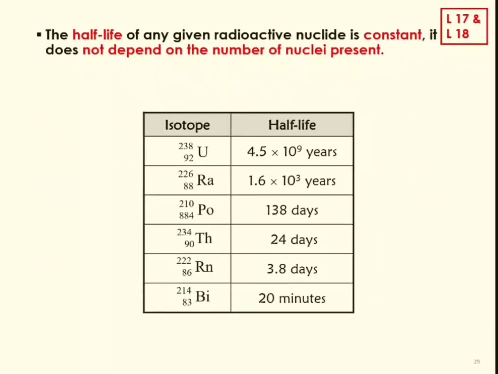Okay, this is the table for the half-life of some radioactive nuclei, and this value is constant and does not depend on the number of nuclei present. Uranium takes about 4.5 times 10 to the power 9 years to become half. Radon 226 88 takes 1.6 times 10 to the power 3 years. Look here, only 20 minutes to become half from the original.